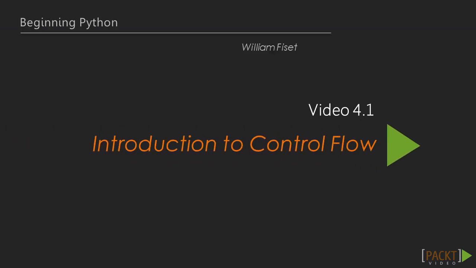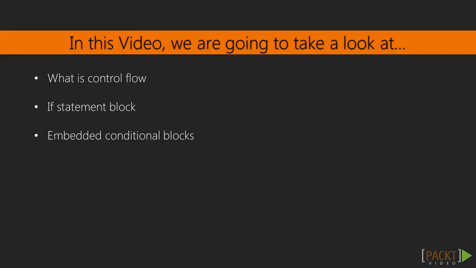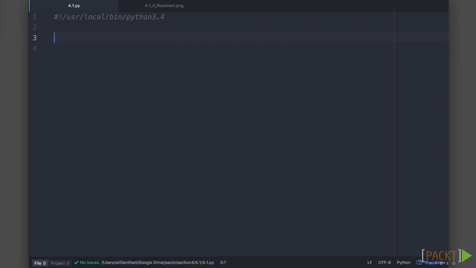So in this video, I'm going to introduce the concept of control flow. So what is control flow? As I said, control flow is the ability for your program to make a decision, and this is done primarily using the if statement block. In this video, we will also cover what an embedded conditional block looks like, or an if statement inside of another if statement. Let's have a look at how we can make our program make a decision.